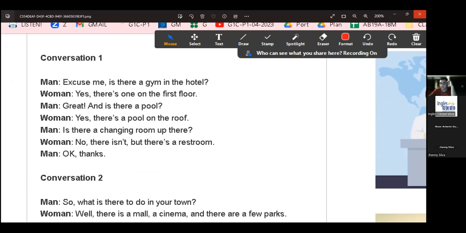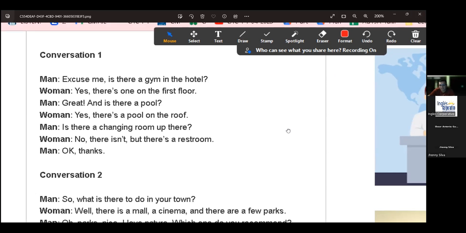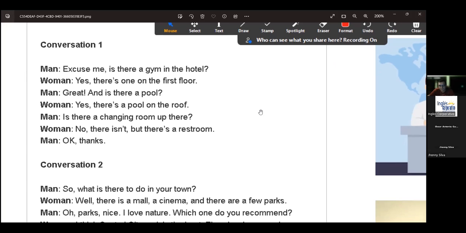Excuse me, is there a gym in the hotel? Yes, there is one on the first floor. Great. And is there a pool? Yes, there is a pool on the roof. Is there a changing room up there? No, there isn't. There's a bathroom. Okay, thanks.